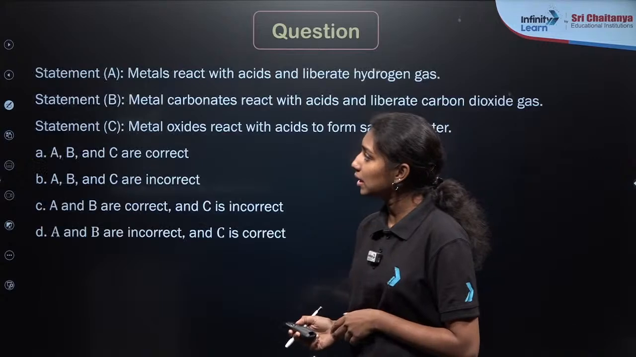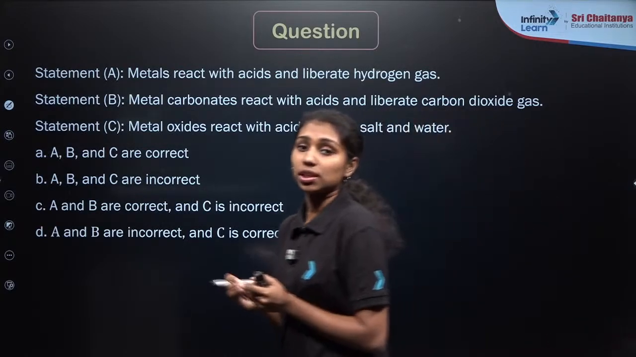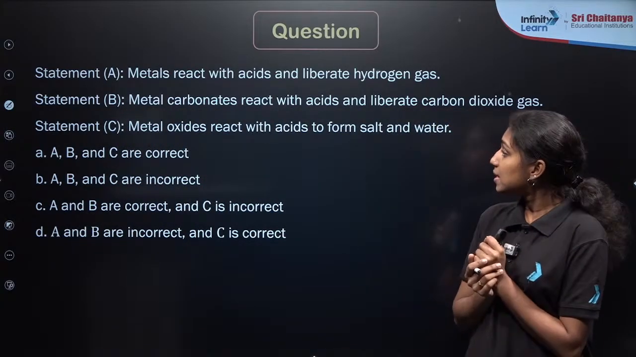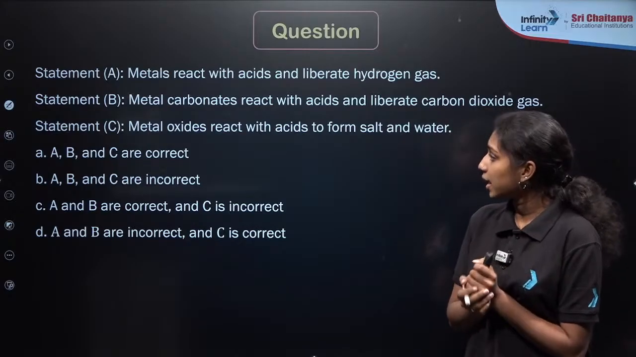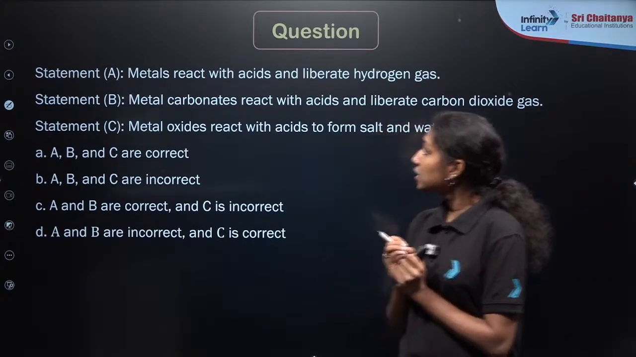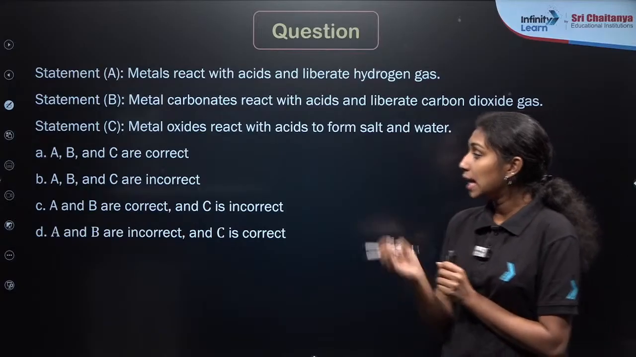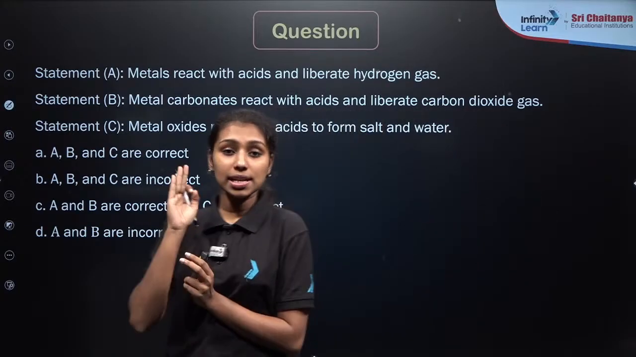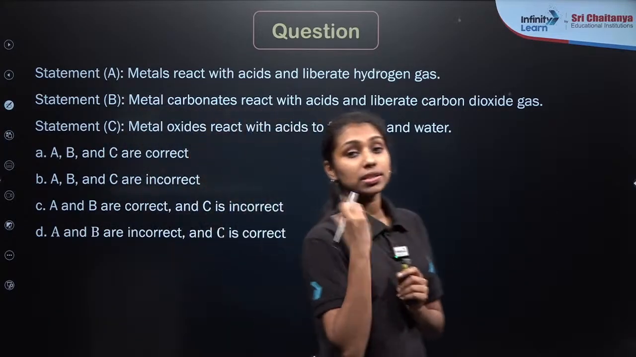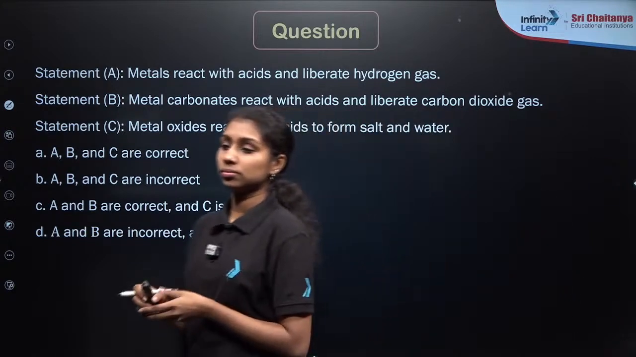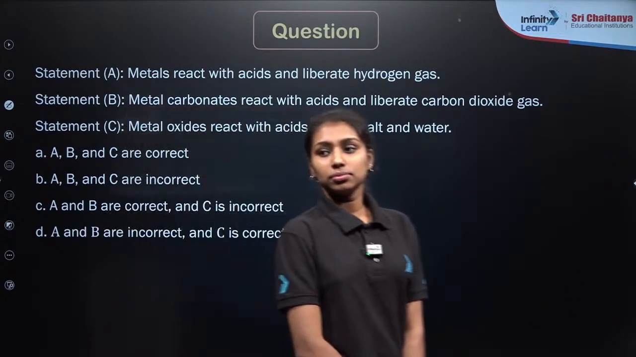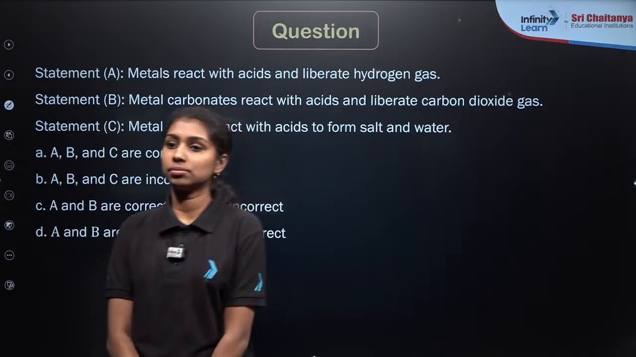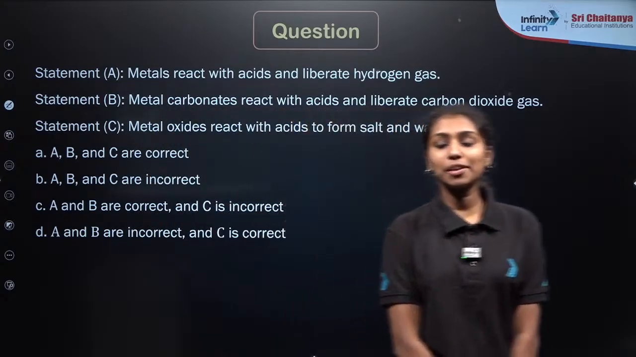Okay, now let me move to the next question. This is a statement type question. Three statements are given here. You need to identify whether the statements are true or false. First statement: metals react with acids and liberate hydrogen gas. Second statement: metal carbonates react with acids and liberate carbon dioxide gas. Third statement: metal oxides react with acids to form salt and water. Read the question properly. You need to identify whether the statements are correct or wrong. Okay, please give me the answer first.